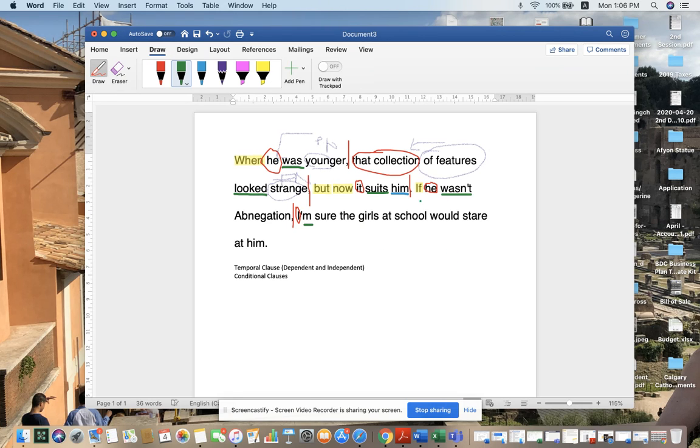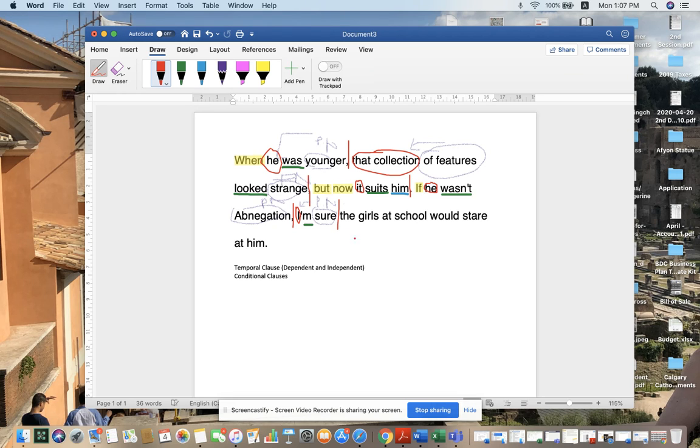Okay? So let's look at the first part. If he wasn't, what wasn't? Abnegation. Okay? So again, abnegation is describing he, meaning now that that's a predicate nominative, going back to the subject. Next, I am, another linking verb. What are you? Sure. There's another predicate nominative. And many of you may have been already stuck going, okay, Mr. G, what do we do next? What are you sure about is going to be the answer to the question.